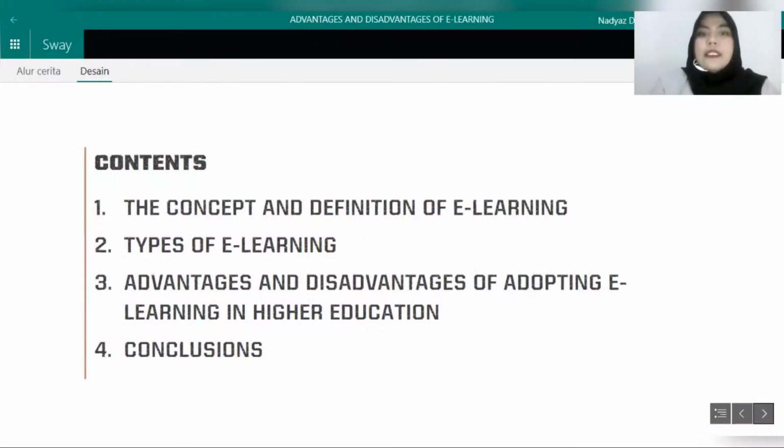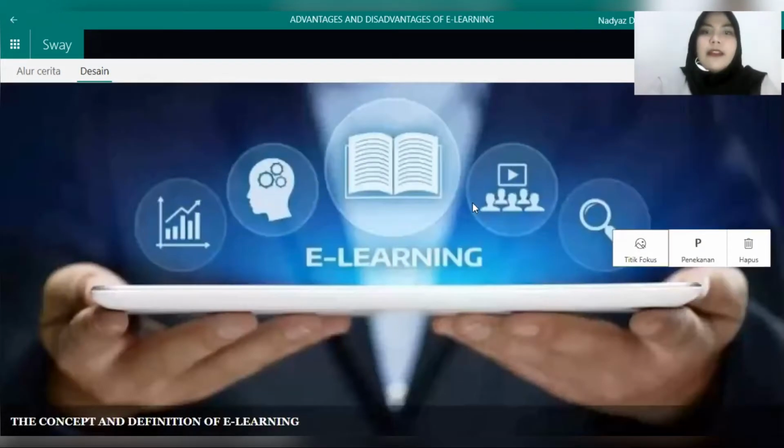My presentation is divided into four materials. Firstly, I'm going to explain the concept and definition of e-learning. Secondly, I'm going to talk about types of e-learning. Thirdly, I'm going to talk about advantages and disadvantages of e-learning. And finally, I'm going to tell you about the conclusion of the topic. The presentation will probably take around 7 minutes. Let me begin explaining the concept and definition of e-learning.